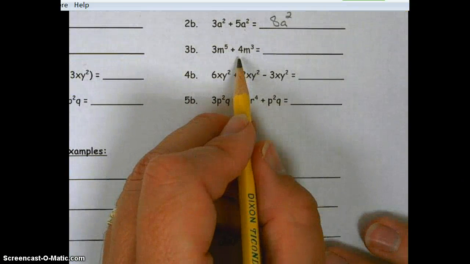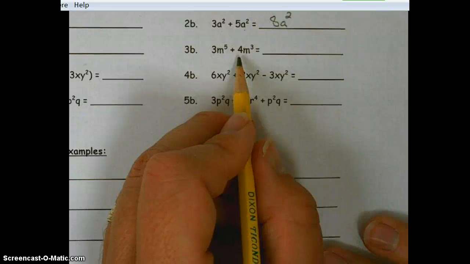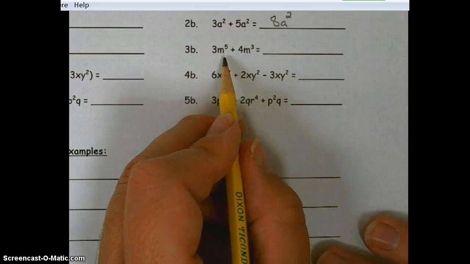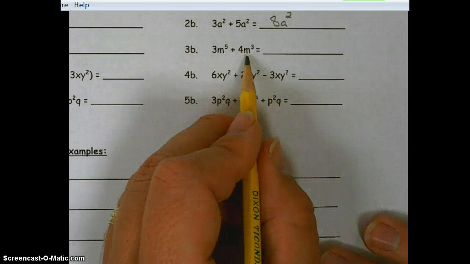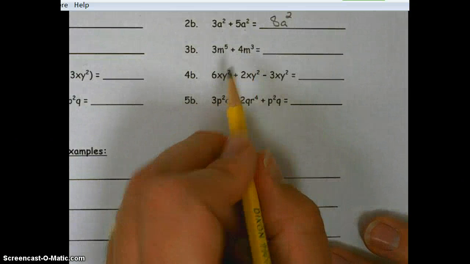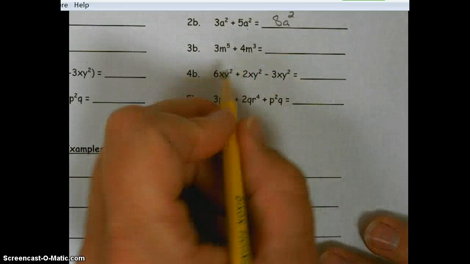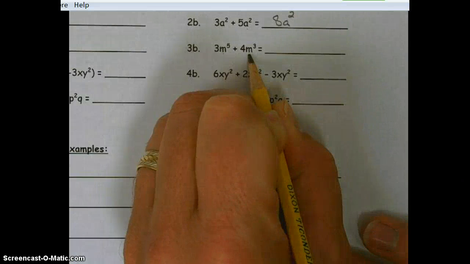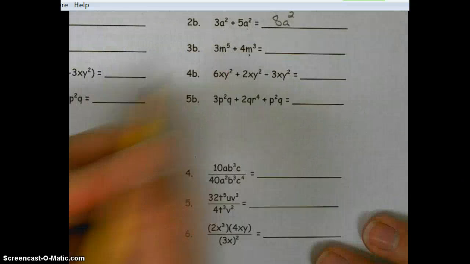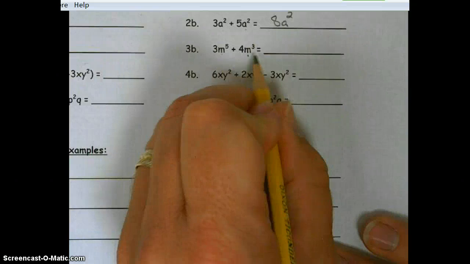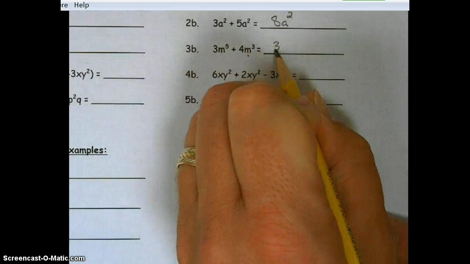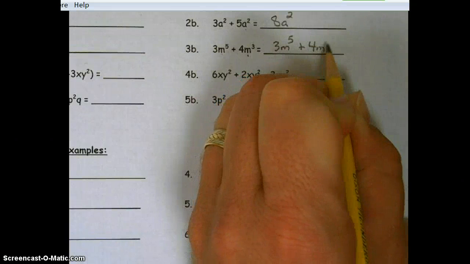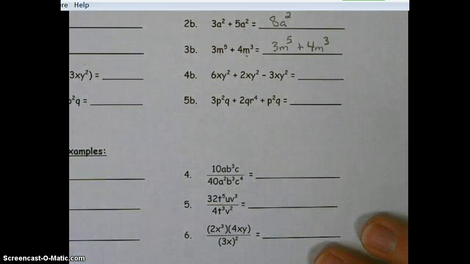Can we combine these two? What do you think, Christian? Can we combine them? That's right, we can't. They're not like terms. But you might be saying, well, the bases are the same, so can't we combine them? What's different? That's right, the exponents are different. So we cannot combine these together. There is nothing that we can do here except write them down. Okay?